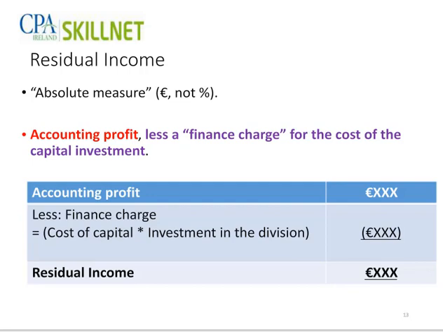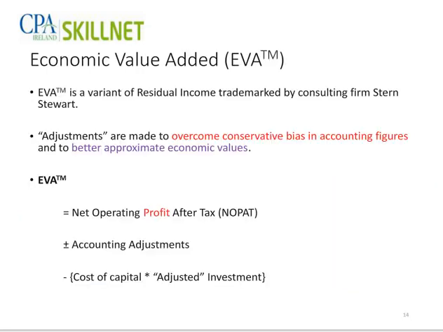Residual income is not a percentage, it's an amount of money, an absolute measure, and it consists of accounting profit minus a finance charge for the cost of the capital investment. So once again, the accounting profit is used as the starting point, and then the finance charge is deducted. And the finance charge is the division's cost of capital multiplied by the book value of the investment in the division.